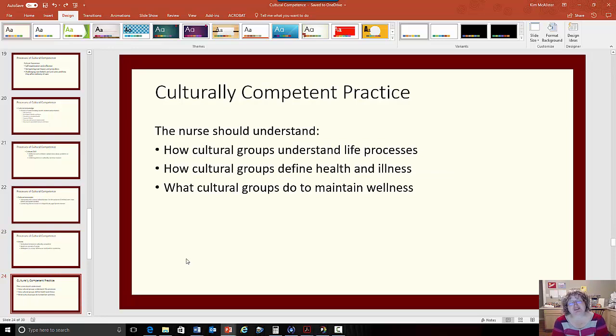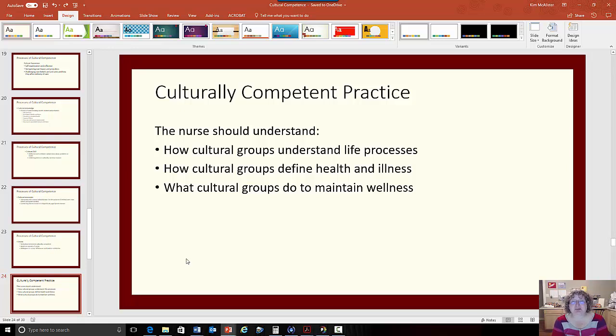So in order to have a culturally competent practice, you need to understand how cultural groups understand their life processes and what they mean to them. How do they define health and illness? What is their goal in this illness? What kind of outcome do they hope to have? Do they understand how those decisions can impact their health?